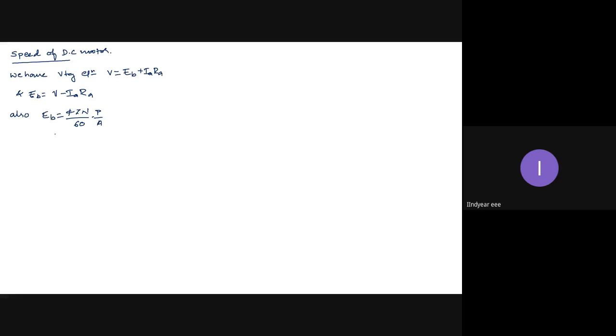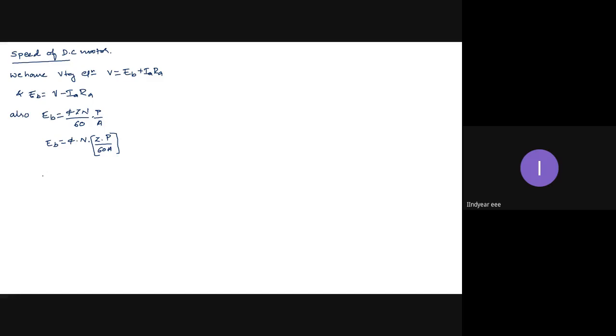Slightly I will rearrange this equation. So EB is equal to, I will write it as phi into N into Z into P divided by 60A. So the quantities inside the bracket are constants. Once the machine is constructed, number of conductors, number of poles, parallel paths will remain constant. I have a scope of varying only these two, speed and flux.